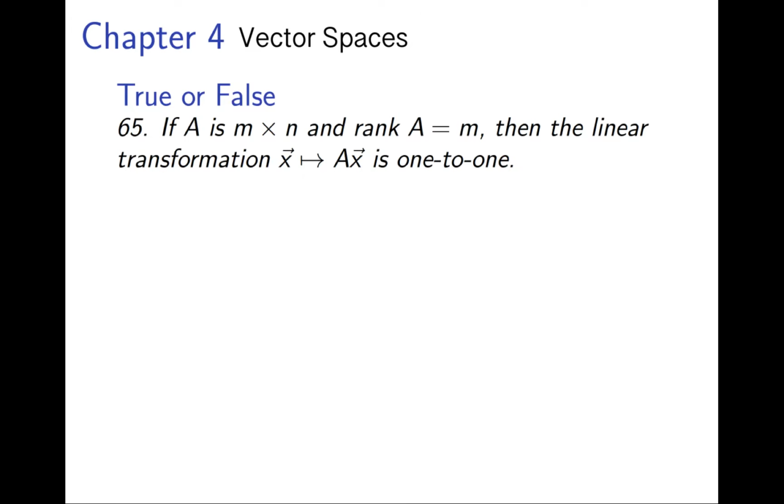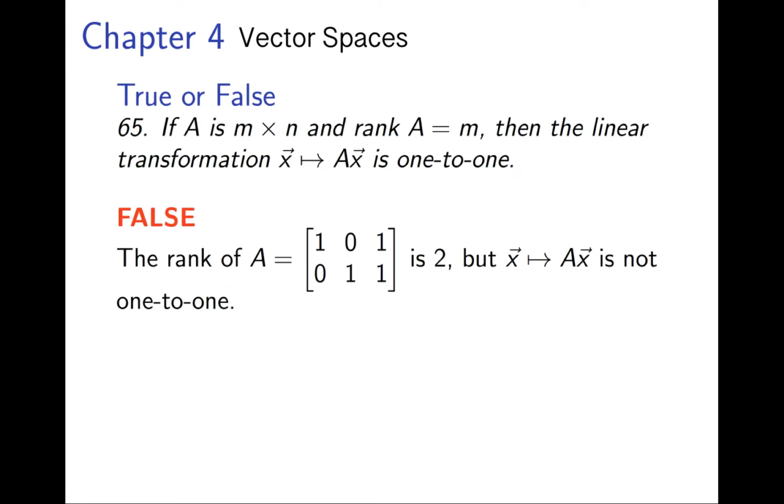Number 65. If A is an m by n matrix and the rank of A equals m, then the linear transformation that sends x to Ax is 1 to 1. And this is false. You could check. A here is a 2 by 3 matrix, [1, 0, 0; 1, 1, 1], and its rank is 2. But since there is a column that is not a pivot column, the map that sends x to Ax is not one-to-one.